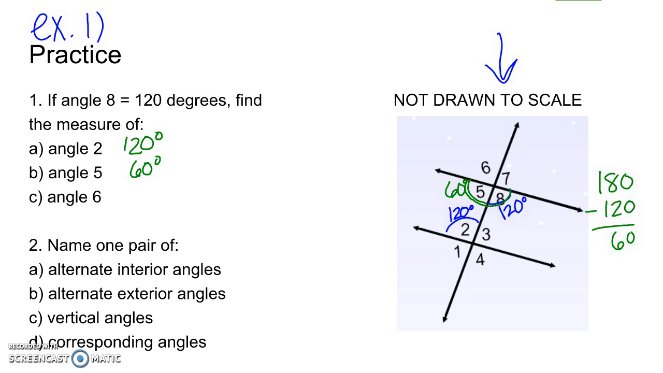All right, angle 6, look at angle 6 right here. Angle 8 and angle 6 are vertical angles. Vertical angles are congruent? Yep, congruent. So that would be 120 as well. And number 2, we've already done that, so I'm going to skip it.